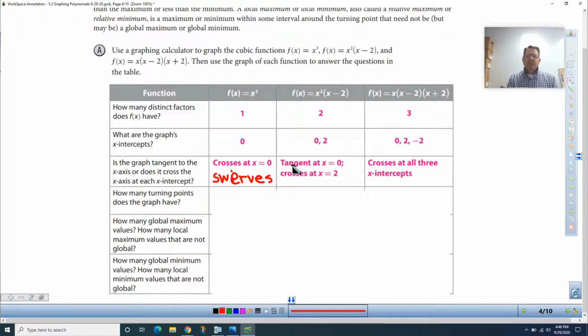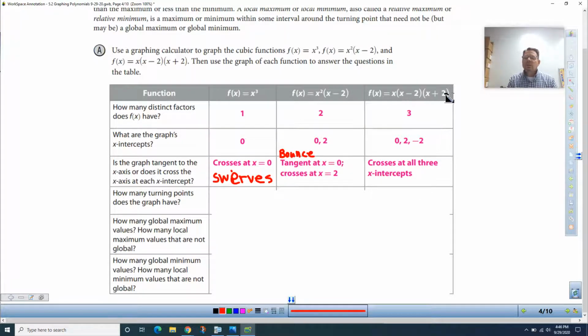Okay, now this one at 0, it's got that square. And what did we say about the squares? That gets a bounce. So it says tangent, but I'm going to say bounce. Right? And then this one here, that's to the first power. That's going to be just straight crossing through.